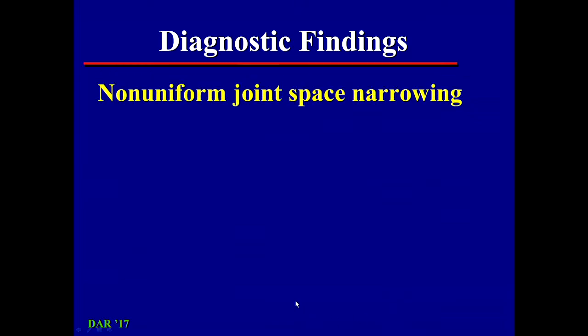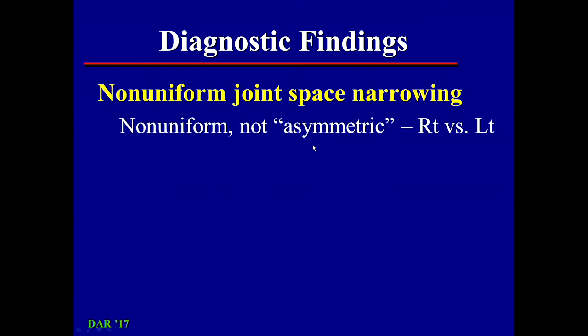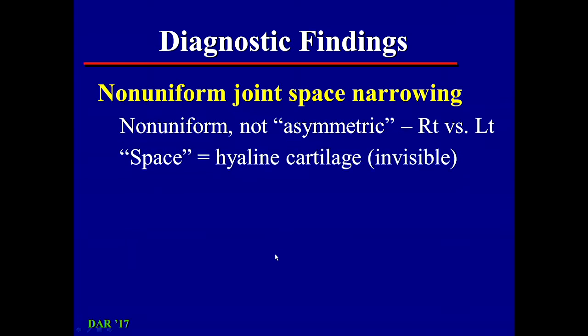And there's really two important ones. The first is non-uniform joint space narrowing. Now notice I said non-uniform, not asymmetric. Asymmetric means right and left. When we say non-uniform, I mean within one joint, part of the joint's involved and part of the joint's not.